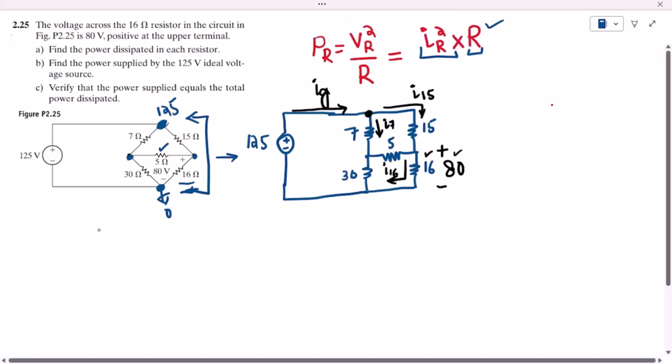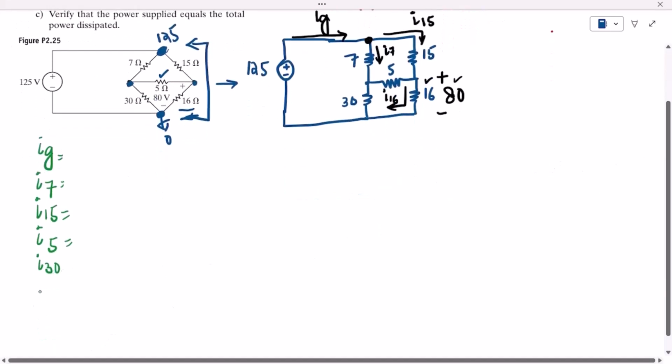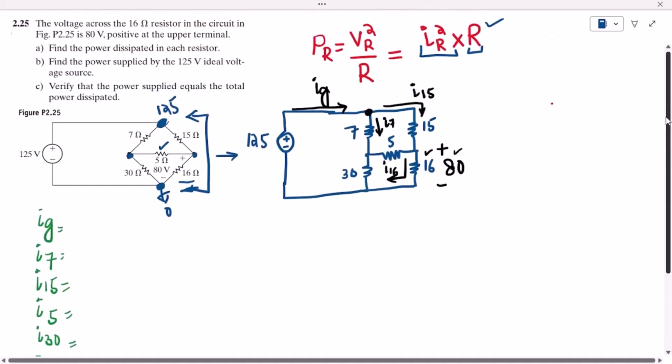Let me use this one. So I have to find out I of G. Similarly I of 7, I15, and I of 5 as well. I15, I5, then I30. Let me write it here, I30, and the last one is I16. So for I16, let me move down somehow. This is I16. Okay, so these are the currents we have to find out here.